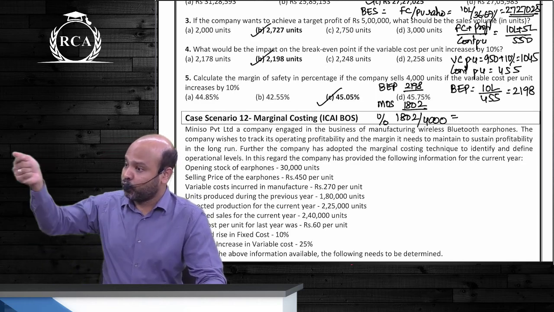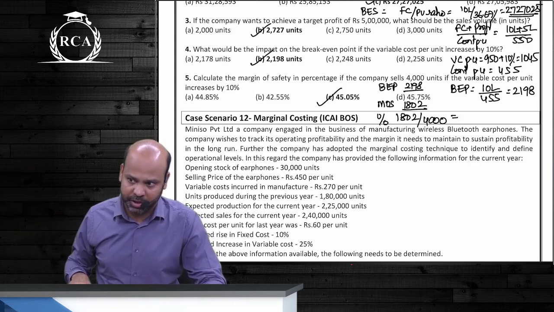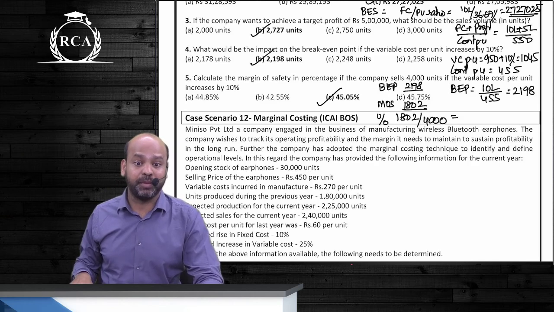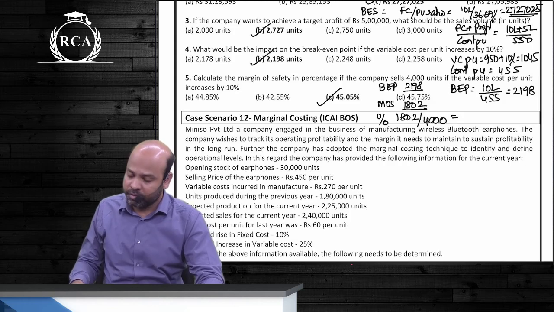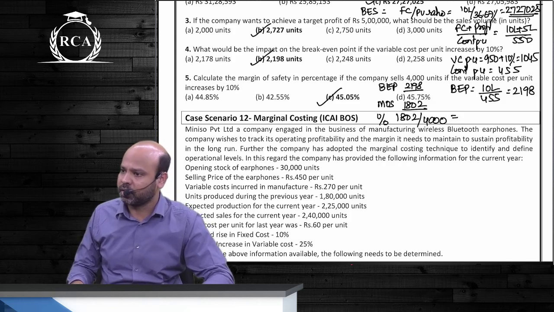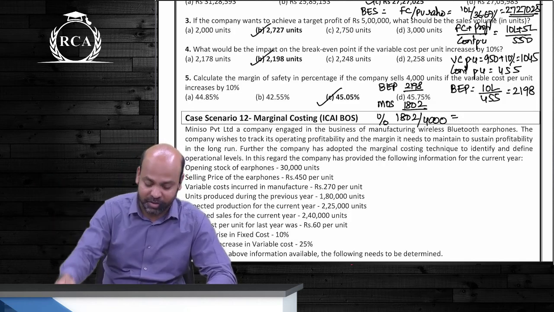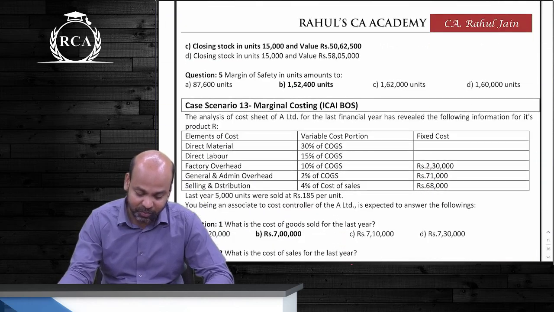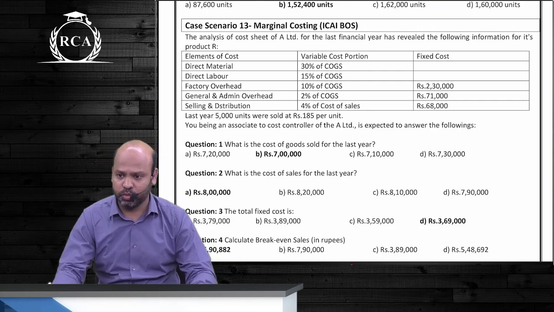Guys, fourth and fifth bit are same. You will use the same break-even point to compute margin of safety and then divide that margin of safety by total sales. It will become 1802 divided by 4000, 45.05%. समझ में आ रहा है? Case scenario 12 से मैं case scenario 10, guys, done. Now case scenario 13.